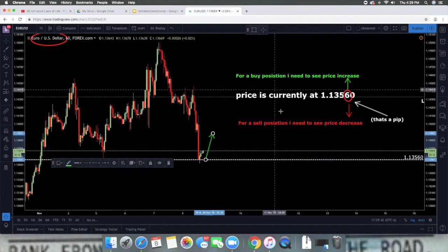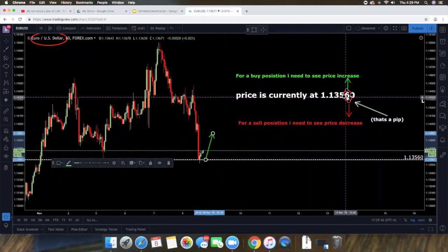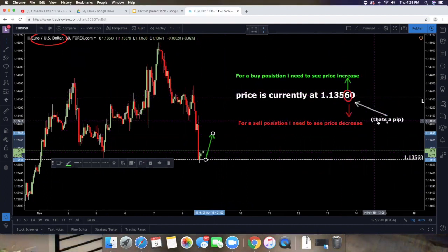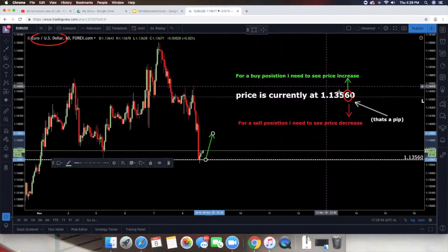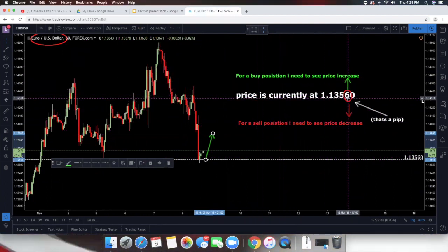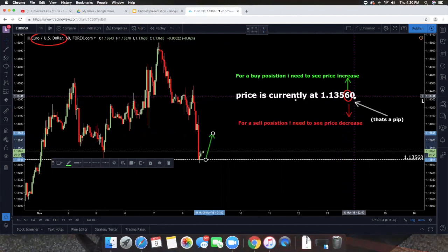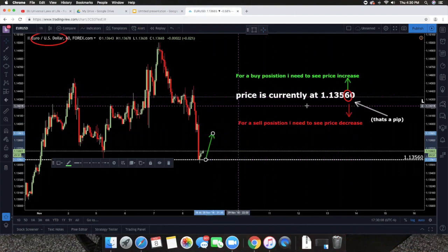But to finish up, I'm going to be talking about a buy versus a sell position. So at price 1.1356, we can see right here, the fourth decimal place is a pip. With this, if I'm in a buy, I need to see this 6 turn to a 7, to an 8, to a 9, to 1.1360, and continue to go up per pip. That is how I make money. So if I'm in a buy, I need to see price go up from the price I entered at.